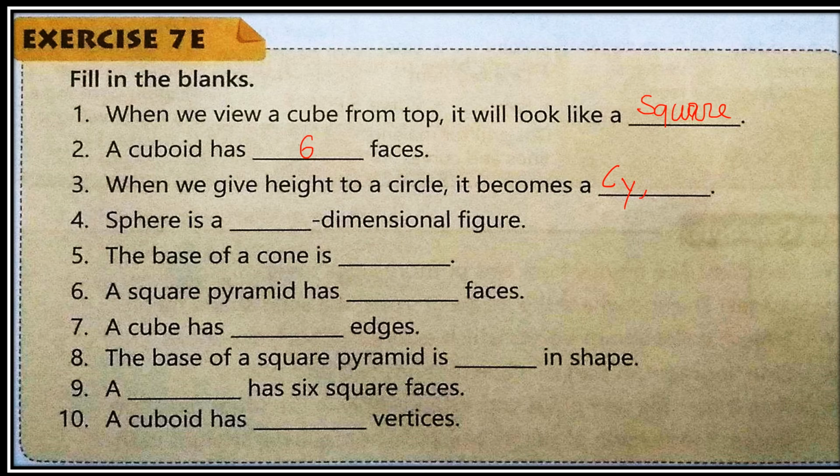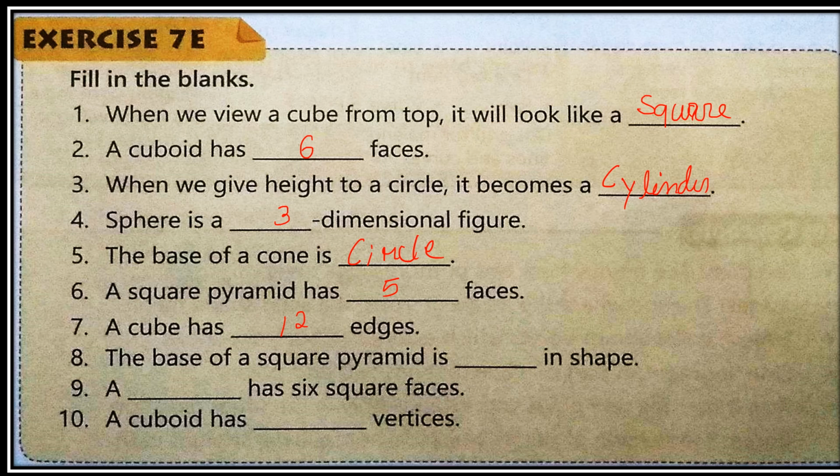Now, a sphere is a dash dimensional figure. 3D. And the base of the cone is a circle. A square pyramid has dash faces. How many? Five faces. Got it? Now, a cube has dash edges, 12 edges. The base of a square pyramid is dash in shape, square.